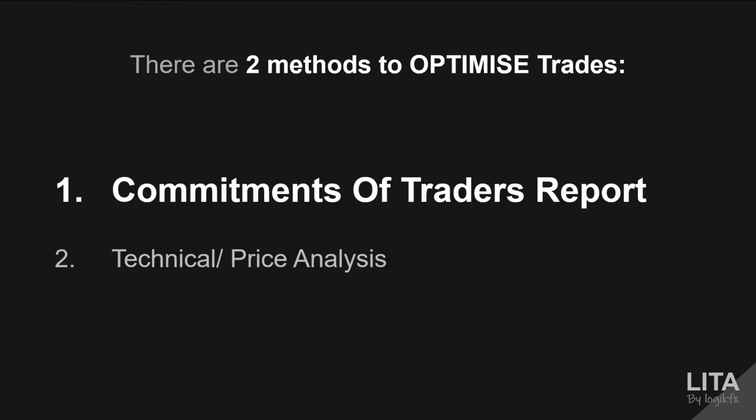ticked off. Now, there are two types of optimization. Market positioning through something called the COT report, which is the most powerful optimization tool you will ever use. I use it religiously every week. So good. And then you have technical analysis.